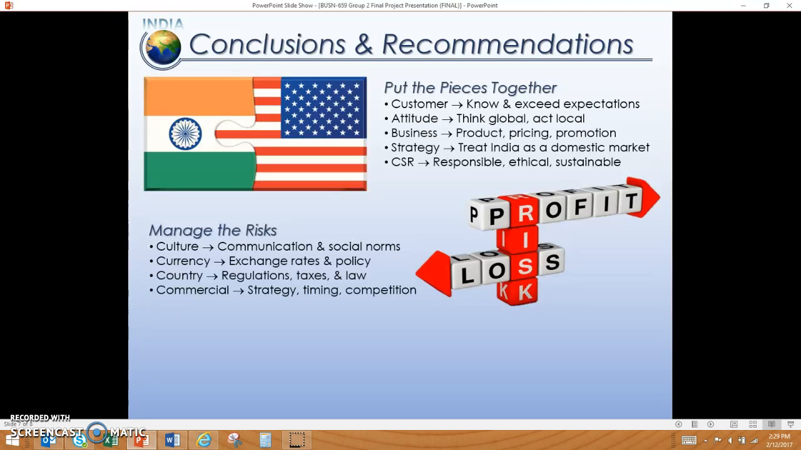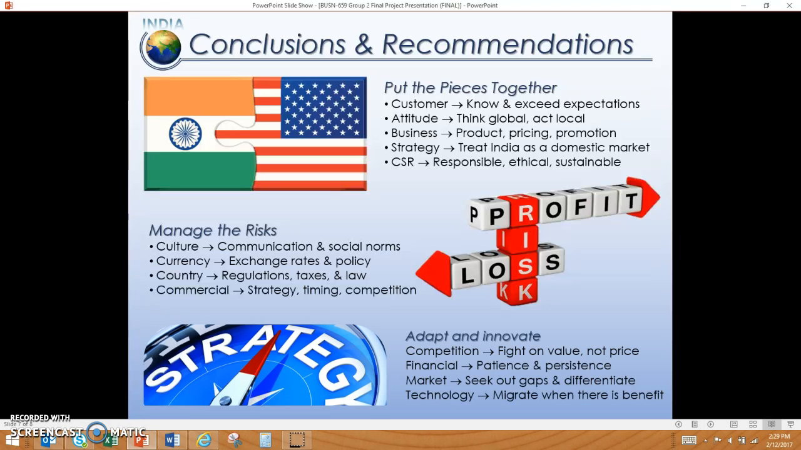Focus on managing commercial risks as they are the most under control of the firm. Spend the time to develop a robust strategy, watch for the right timing, and be aware of competitors. Adapt and innovate. Avoid a race to the bottom with competitors. Deliver unbeatable value rather than unbeatable price. Avoid being a commodity. Solve real problems and delight customers.